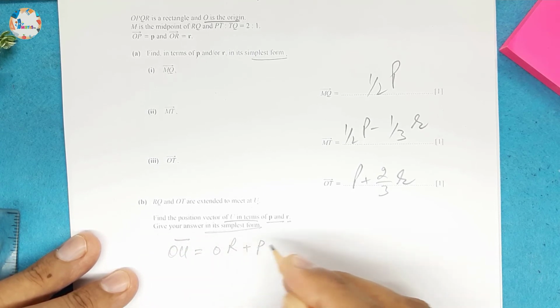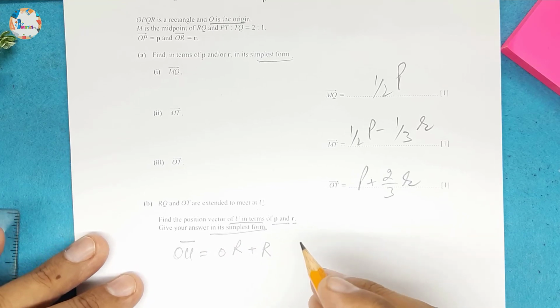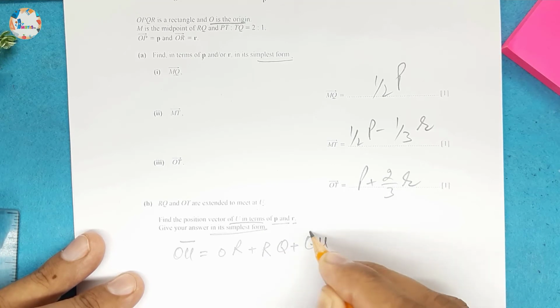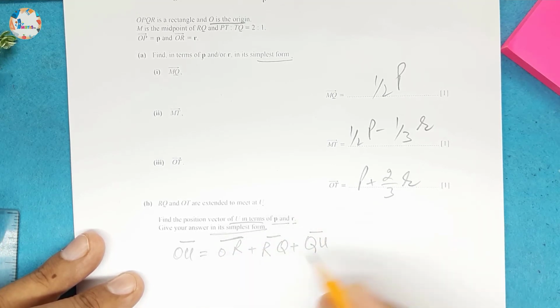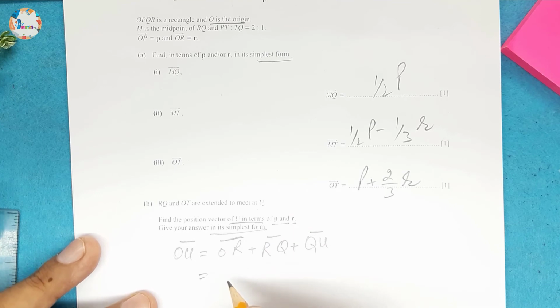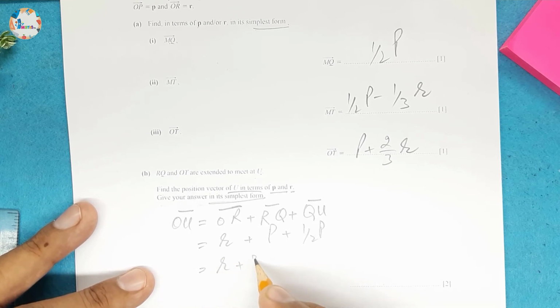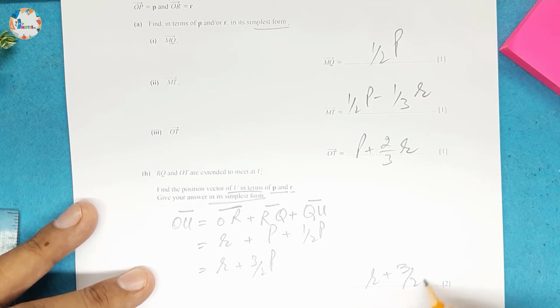OR plus RQ plus QU. So we can write this one, and OR is equal to R plus this will be P and this will be 1/2 P. So we can write R plus 3/2 P. This will be our answer for this question, R plus 3/2 P. This will be our final answer.